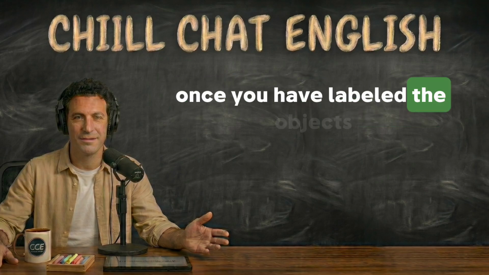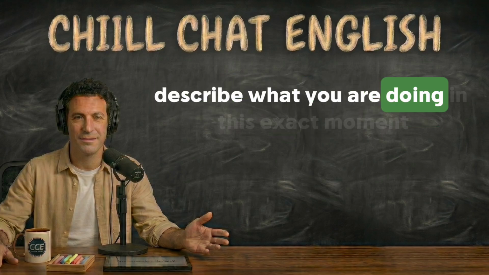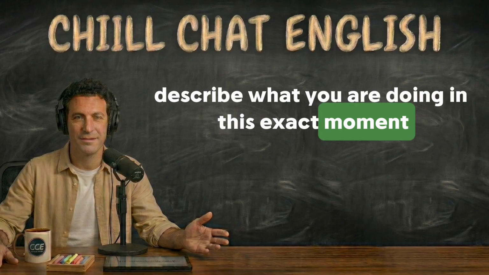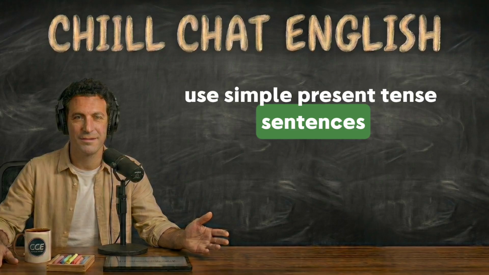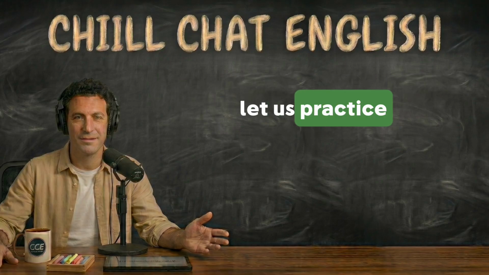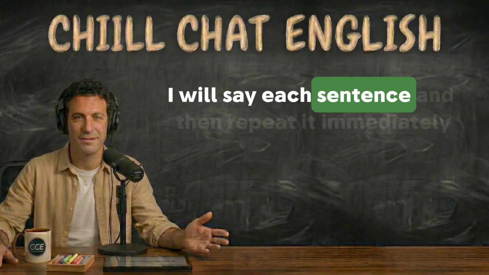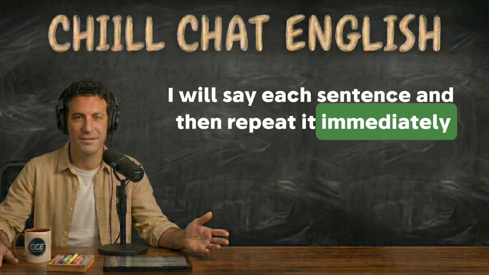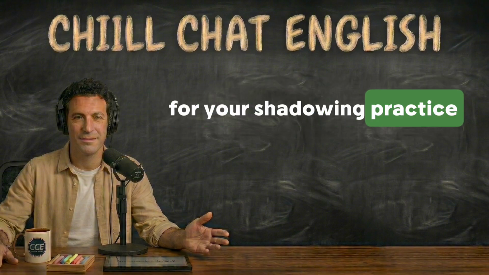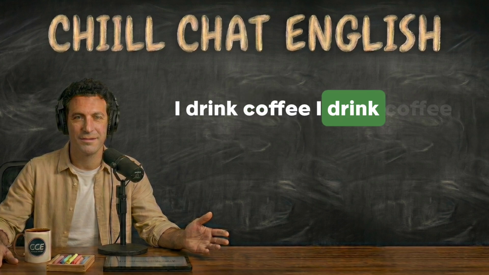Step 2 is action narration. Once you have labeled the objects, describe what you are doing in this exact moment. Use simple, present tense sentences. Let us practice. I will say each sentence and then repeat it immediately for your shadowing practice. I drink coffee. I drink coffee.